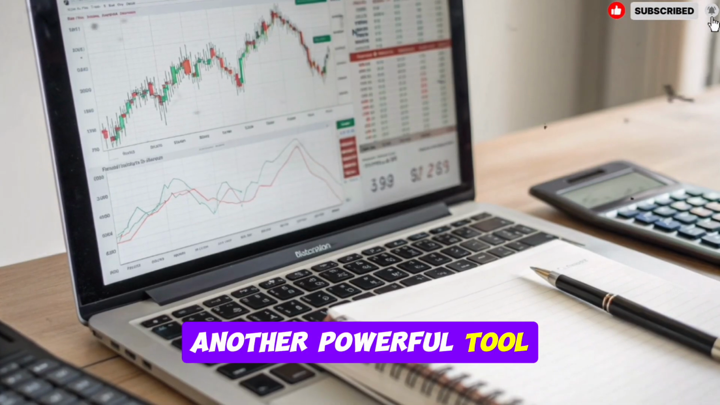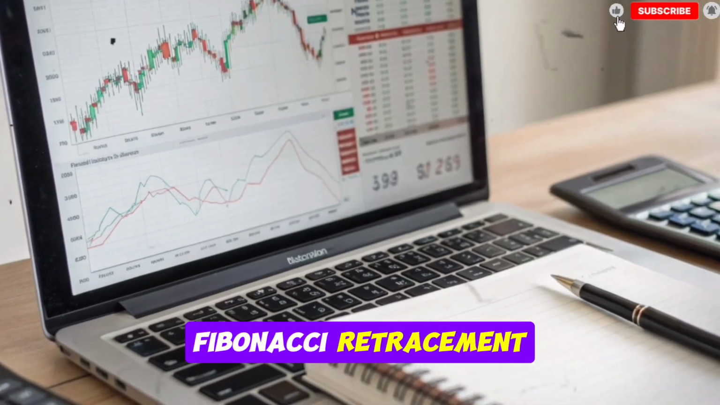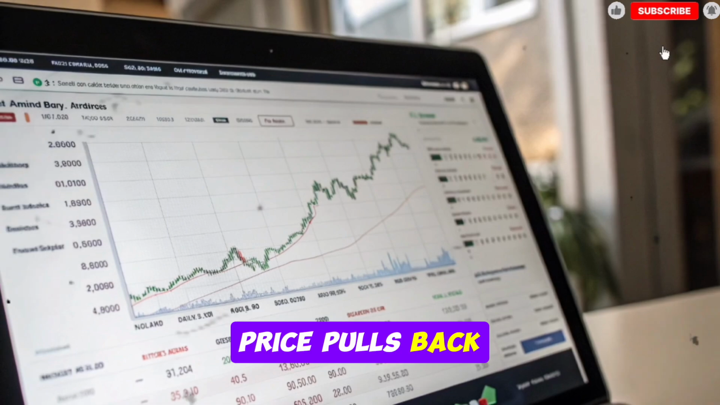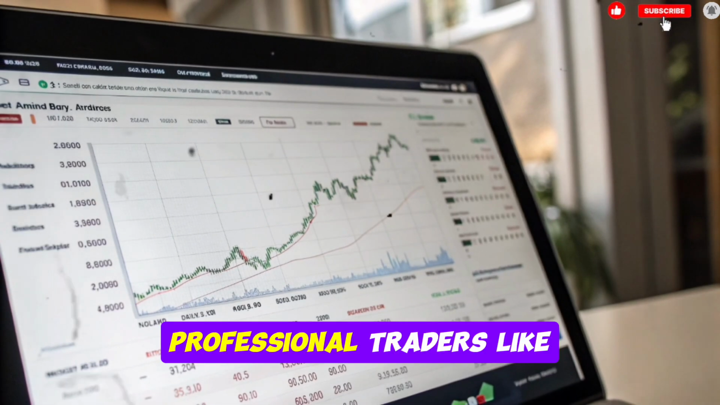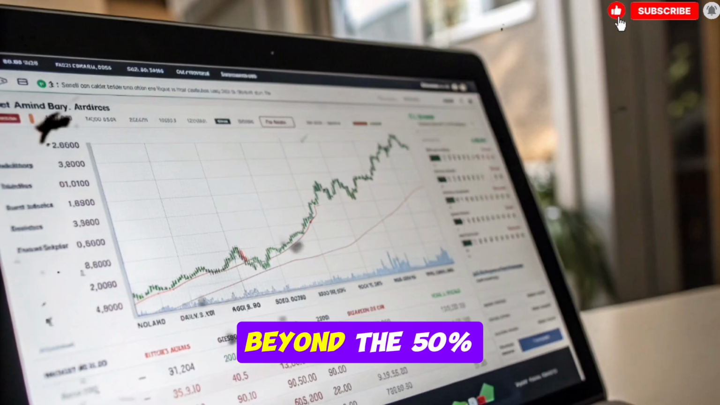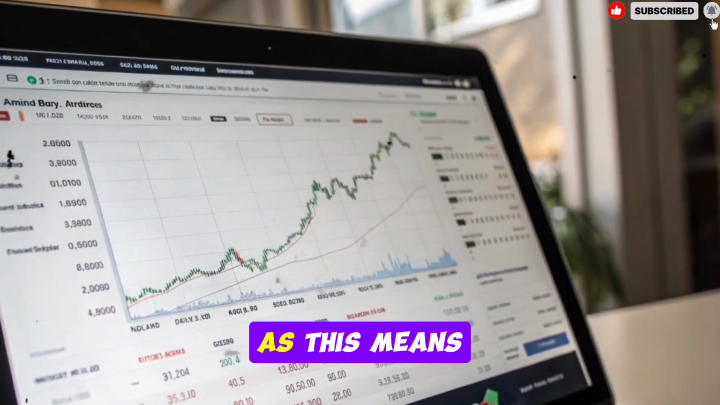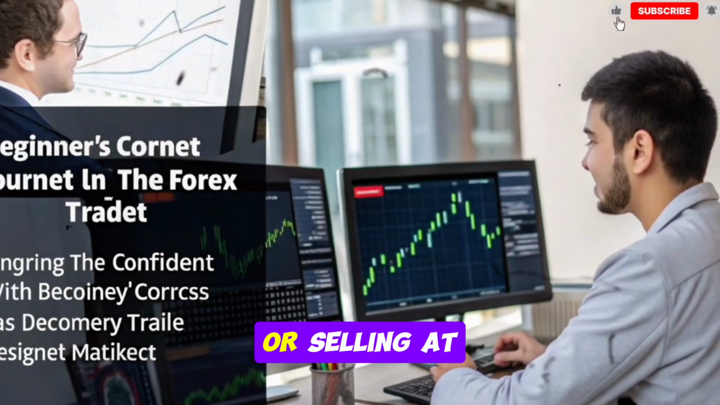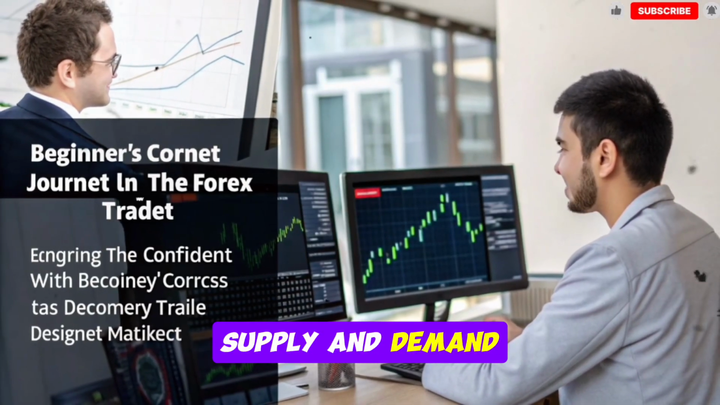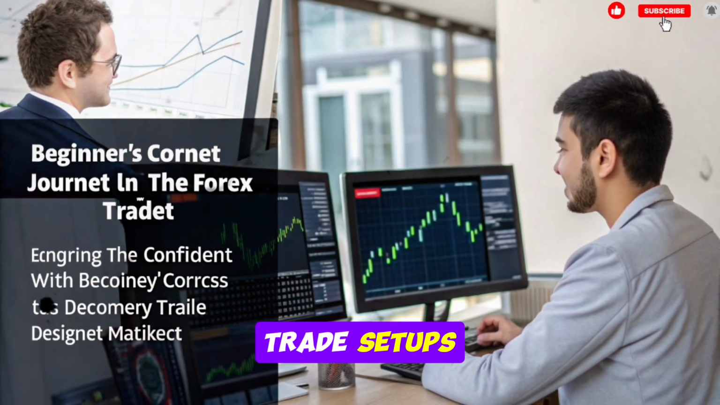Another powerful tool traders use is Fibonacci retracement. This tool helps measure how far price pulls back during a trend. Professional traders like to enter trades when price retraces beyond the 50% level, as this means they are buying or selling at a discount. Combining Fibonacci with supply and demand creates high-probability trade setups.